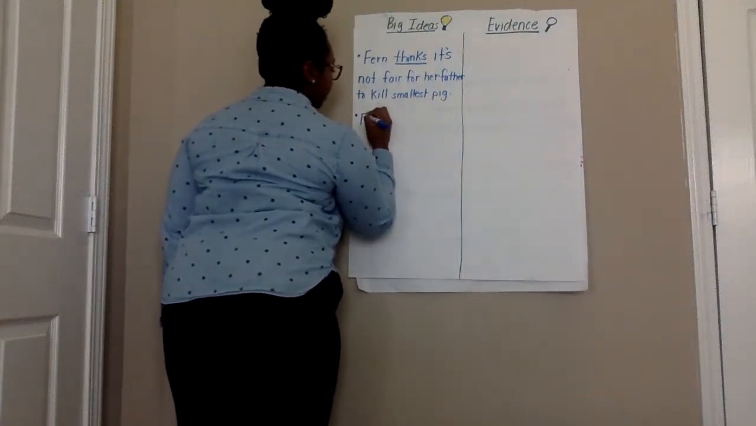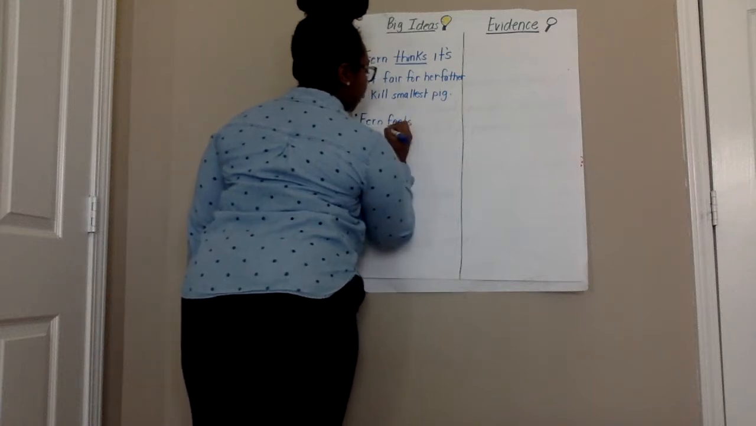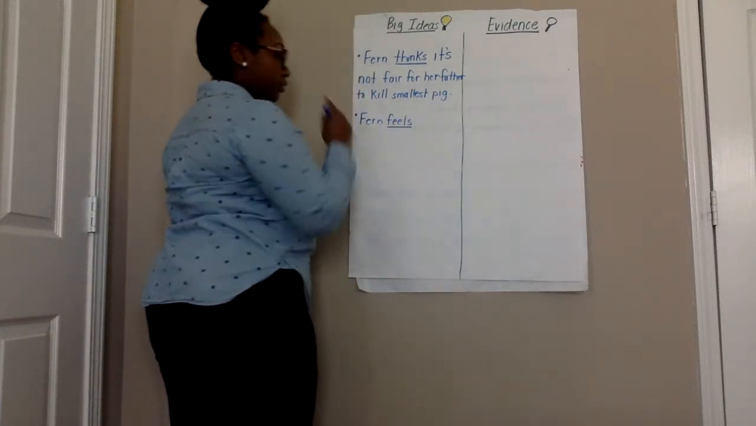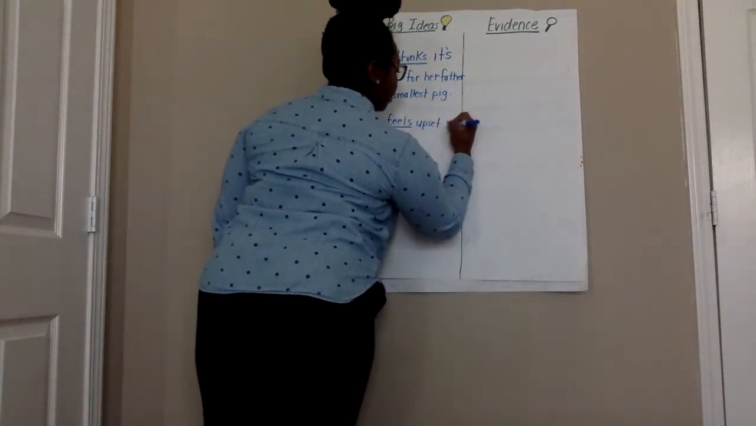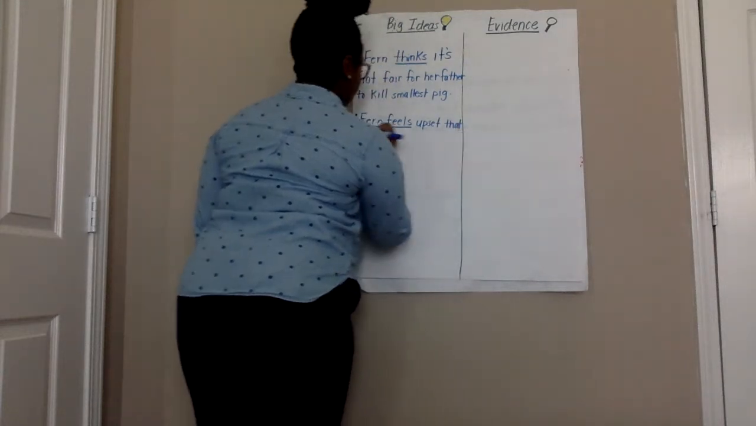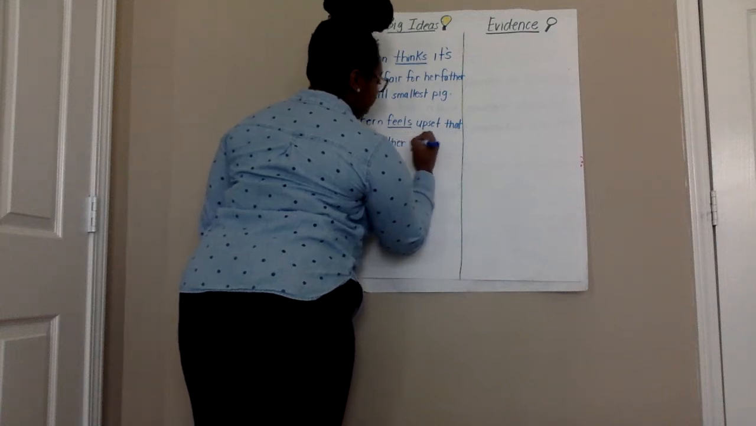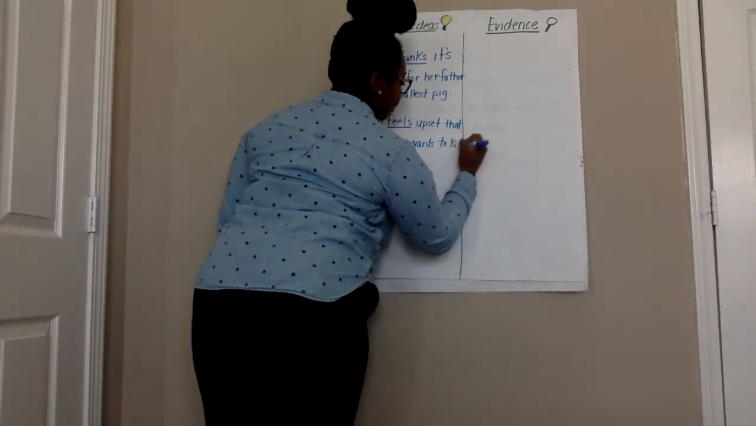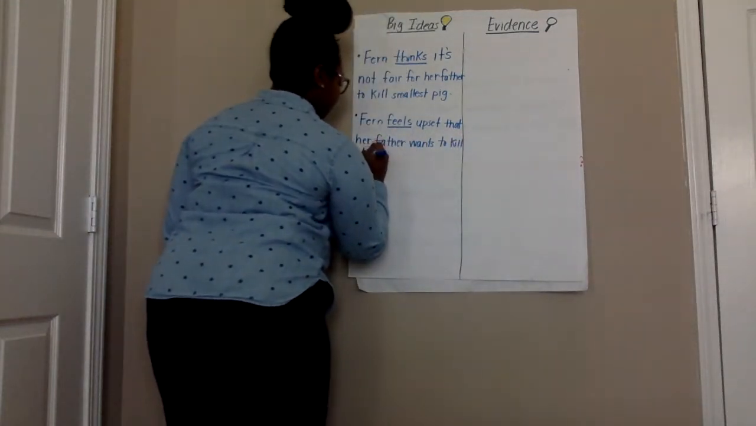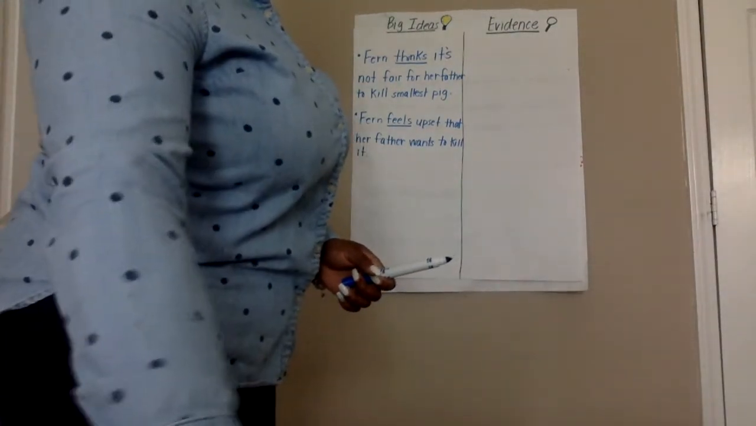Now I want you to think about how Fern feels. Fern feels, underline the word feels. She feels upset that her father wants to kill it. I'm going to give you some time to write that as well.